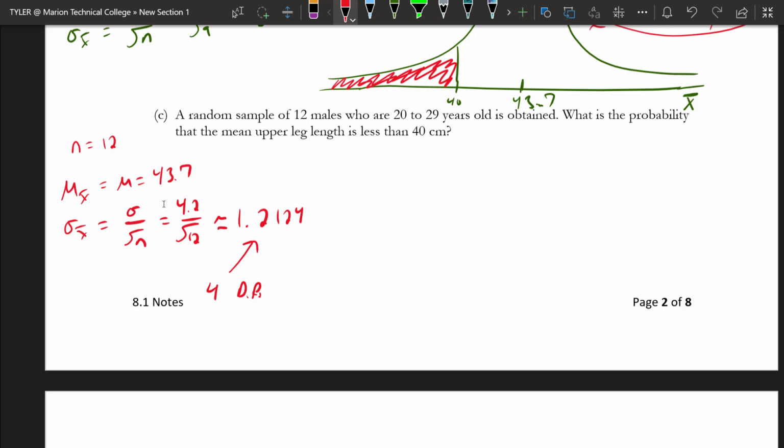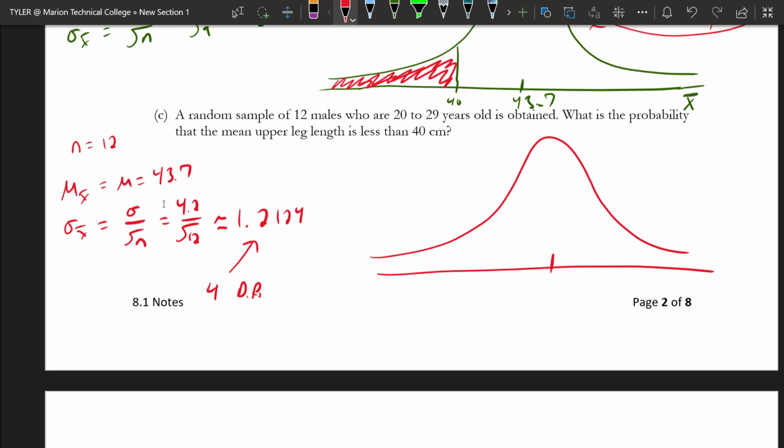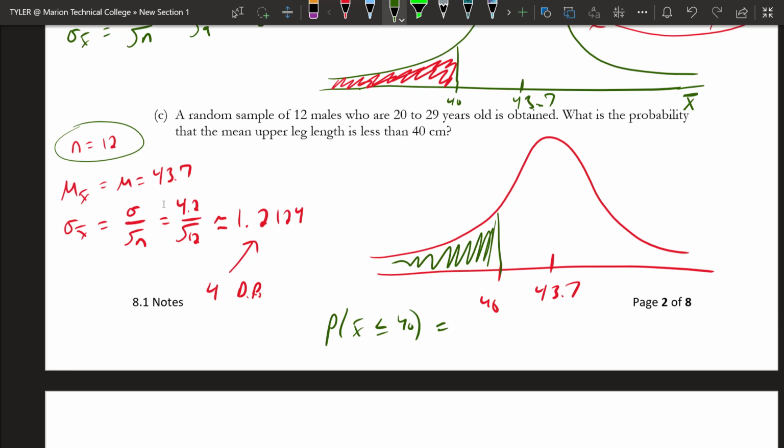Right, so then I can draw my distribution. In the center would be my mean of 43.7, and I'm still looking for the probability that x bar is less than or equal to 40, right? The difference was we changed the sample size, which made a smaller standard deviation yet again, right? So this probability we would expect to be smaller.